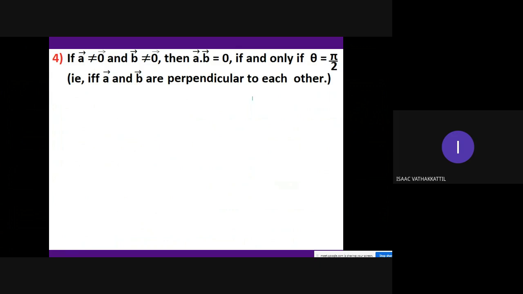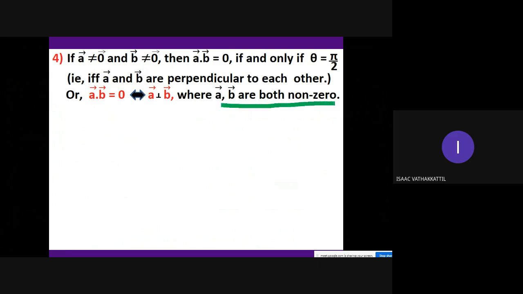If a is non-zero and b is non-zero, then a dot b can be 0 only if cos theta is 0. That means theta is pi by 2. That is, if a and b are non-zero vectors, then a dot b equals 0 if and only if a and b are perpendicular to each other. Iff means if and only if. If one of them is 0, then a dot b is obviously 0 without any direction.